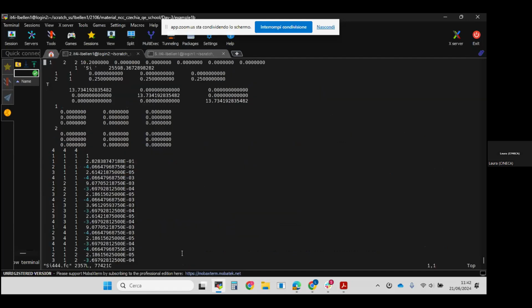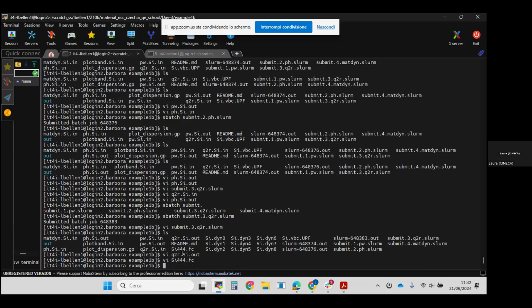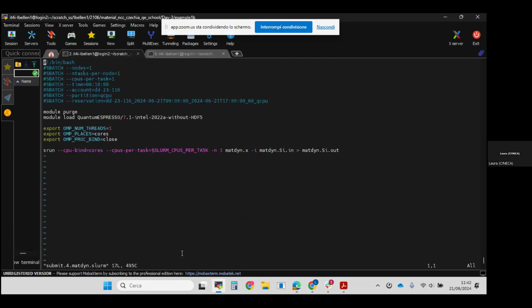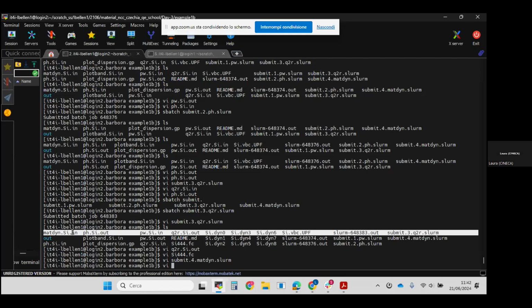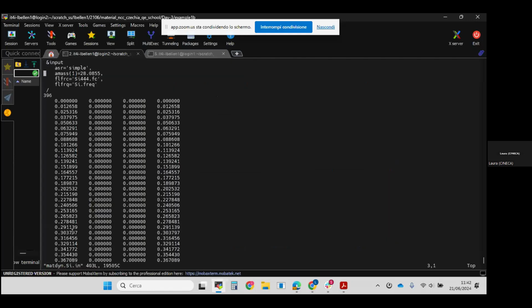containing the interatomic force constants in real space. And then with the last step, we can apply the Fourier interpolation and compute the phonon dispersion. As an input here, matdyn.in, remember to specify the name of the file from which these parameters are read.